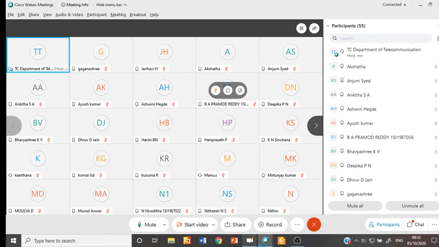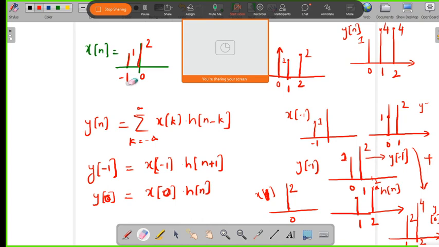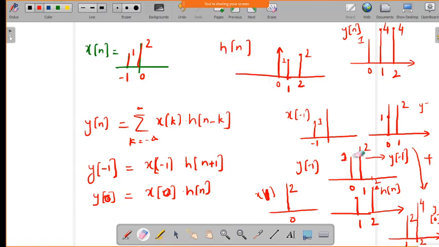See here, only the index values are there in the x of n, is it not? x of minus 1 and x of 0. Now corresponding to this one we have to compute the response. So if you just put the index k equal to minus 1, you will get x of minus 1 and h of n plus 1. So this is a shifted impulse response, that is h of n plus 1, and this is x of minus 1. So now if you multiply you will get y of minus 1, right?